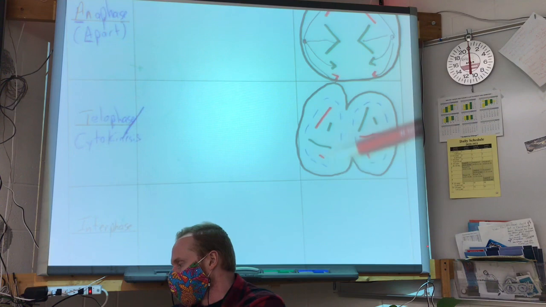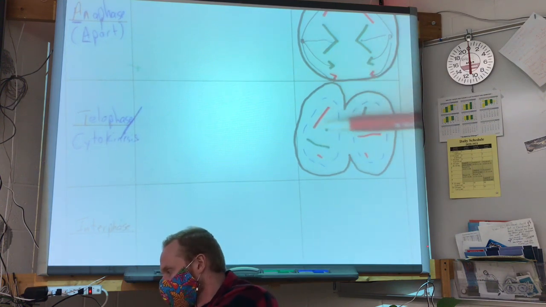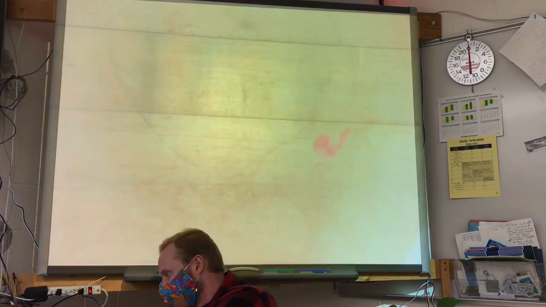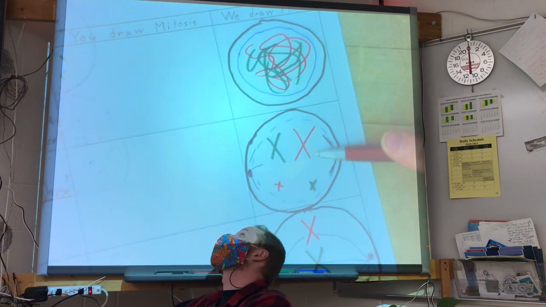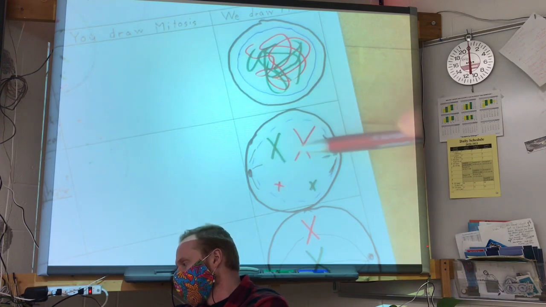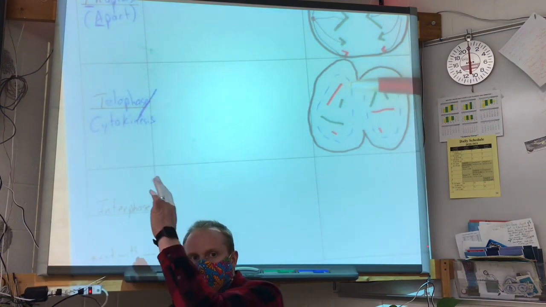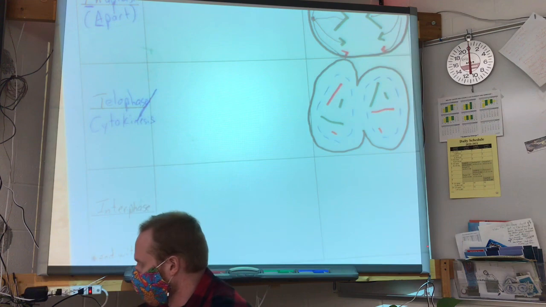But if I count the number of chromosomes, we could say 1, 2, 3, 4. There are 4 chromosomes on this cell. There are 4 chromosomes in this cell. There are also 4 chromosomes in this cell. There's 2 big ones, there's 2 little ones. We have 2 big chromosomes, 2 little chromosomes. They are genetically identical to what we started with.